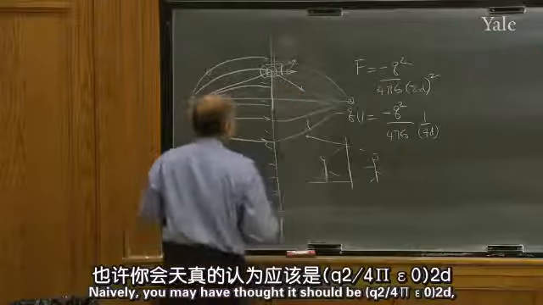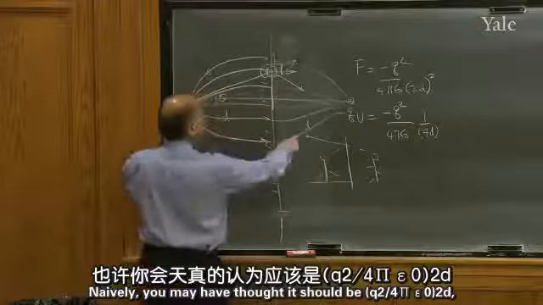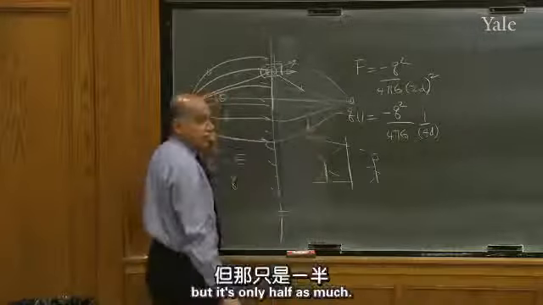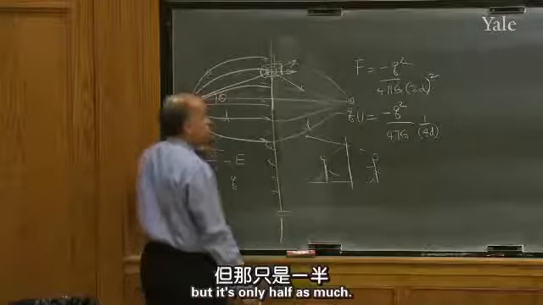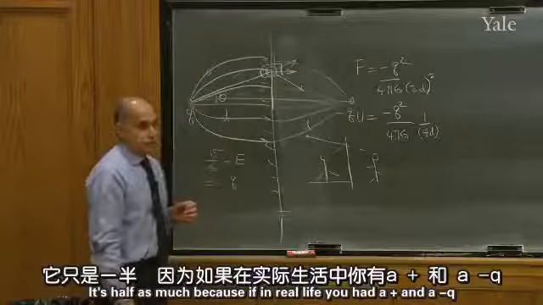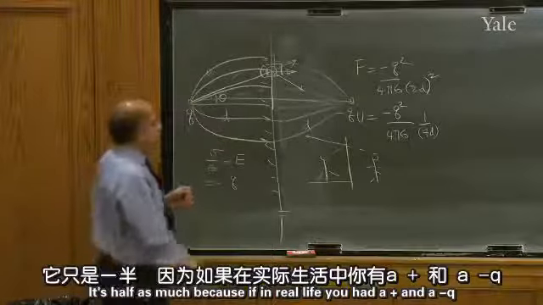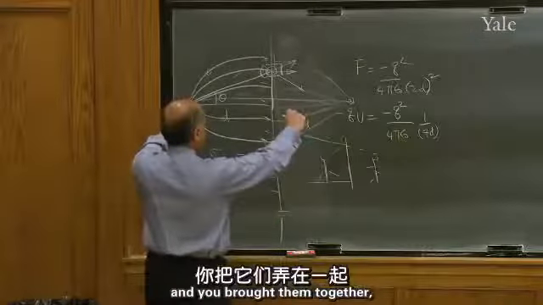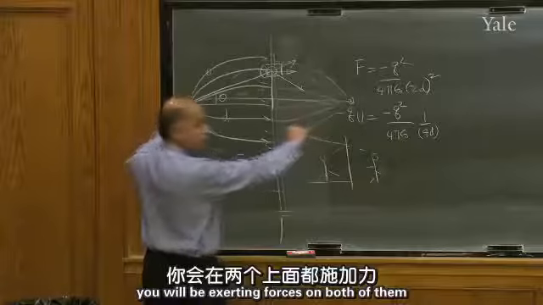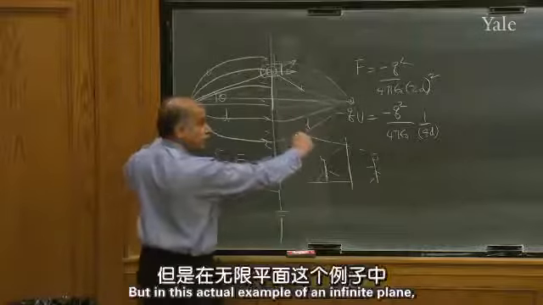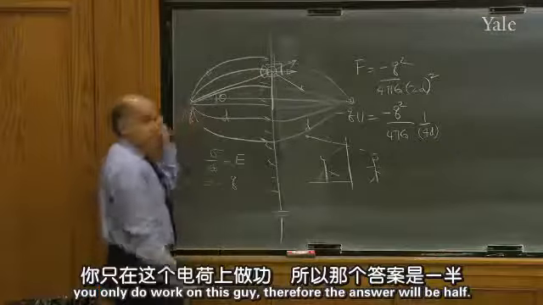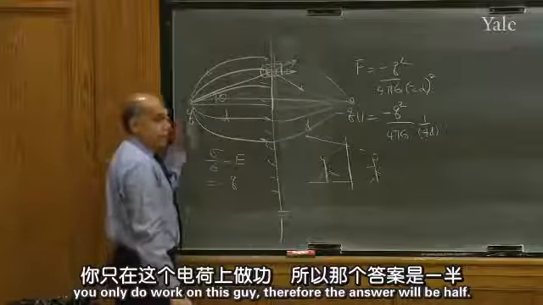Naively, you may have thought it should be Q squared over 4 pi epsilon 0 2d, because 2d is the distance between them. But it's only half as much. It's half as much because if in real life you had a plus and a minus Q and you brought them together, you will be exerting forces on both of them and calculating the work done. But in this actual example of an infinite plane, you only do work on this guy. Therefore, the answer will be half.